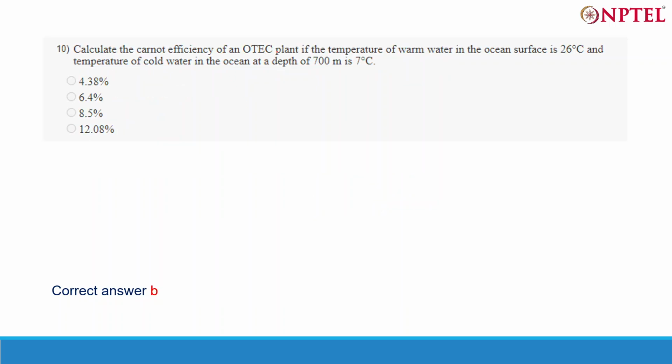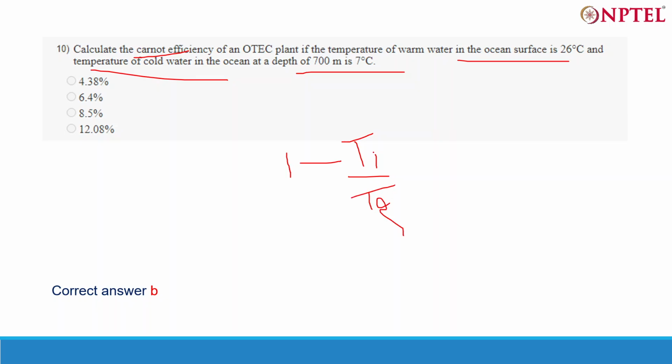Calculate the efficiency of the OTEC plant if the temperature of warm water at the ocean surface is 26 and the temperature of cold water is 7 degrees Celsius. Now you have to calculate the Carnot efficiency. You know the formula for Carnot efficiency: 1 minus T1 upon T2, where T1 is the temperature of the sink and T2 is the temperature of the source, so 1 minus T2 upon T1 I should say. Now calculate and check whether you get the correct answer.